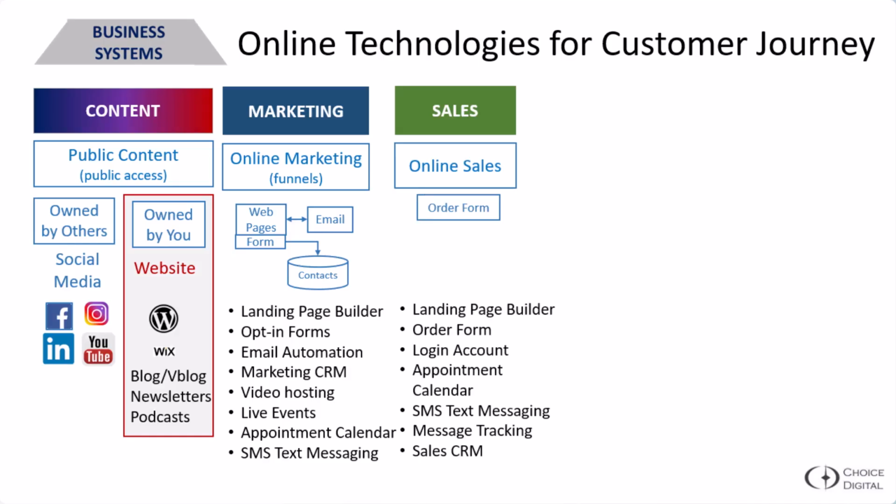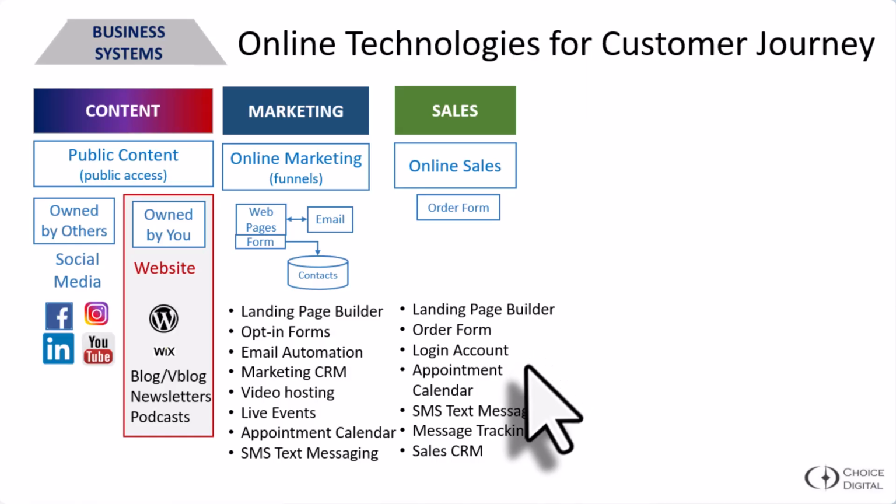The next step on the customer journey from a systems viewpoint is to worry about and handle online sales. Now, in online sales, you're going to need a landing page builder for sales pages, for example. And then on the sales page, or on a separate page, you're going to want to have an order form to be able to accept payment. And in addition, one of the actions you're going to do when you make a sale is create a login account so that people can access the content that you're going to deliver.